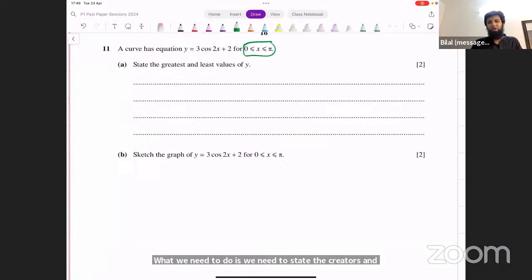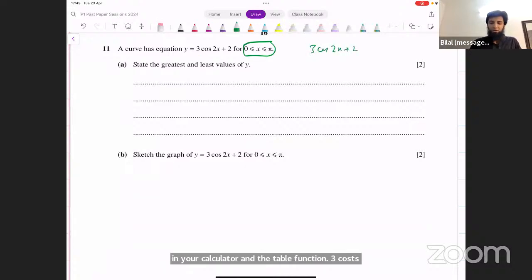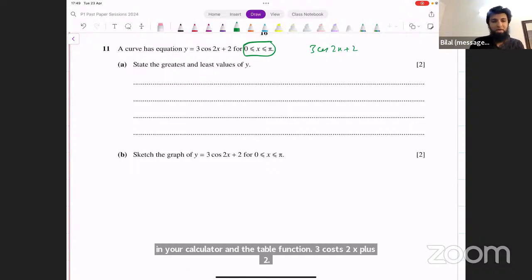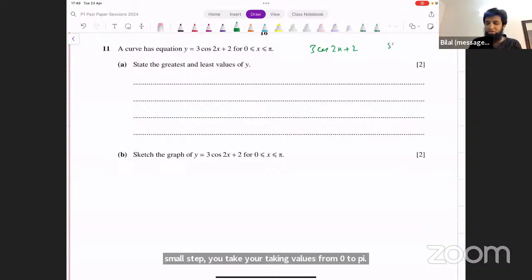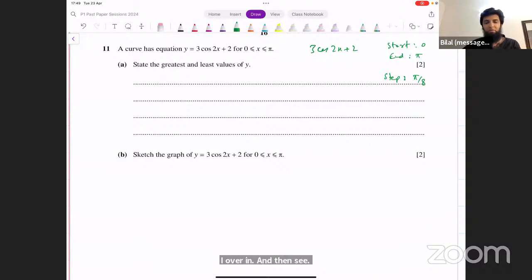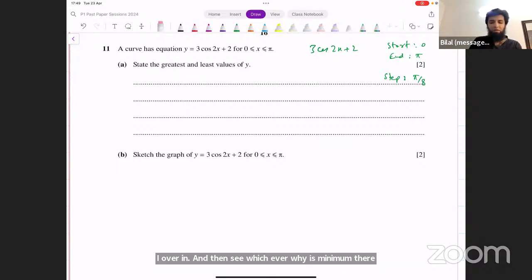One very simple way of doing this is to put this function in your calculator in the table function, 3 cos 2x plus 2, making sure your calculator is in radian mode. Take a small step, taking values from 0 to pi. You could start at 0 and end at pi and take a step of maybe pi over 8, and then see whichever y is minimum and whichever y is maximum. Just write those values there. That's one possibility. Or if you want to think of it logically, this is how you would go about doing this.